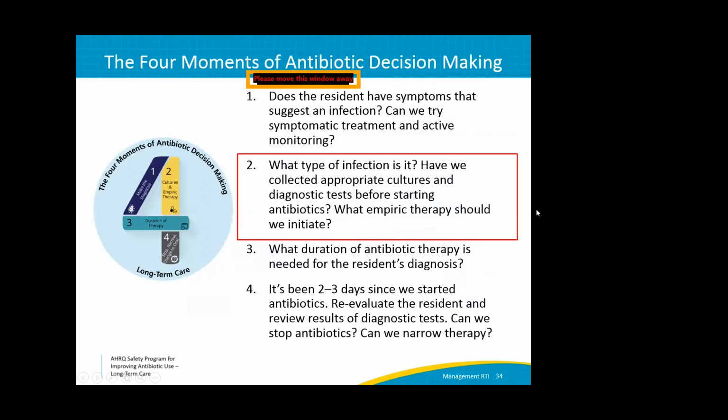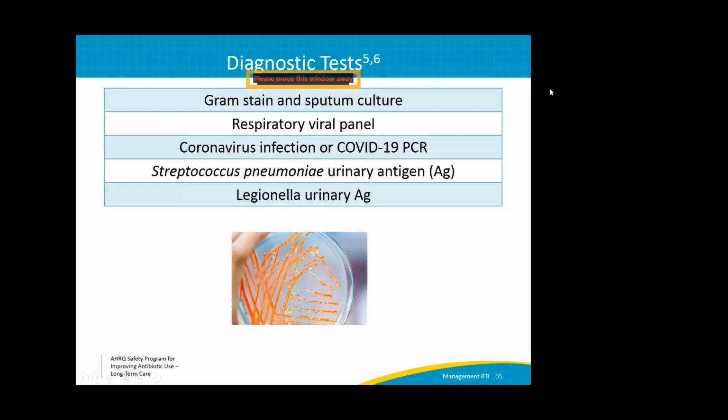So now that we've decided that she seems to have pneumonia, we need to think about what diagnostic test we should send to help us when we're determining the choice and duration of antibiotic therapy. And once we've gotten all our diagnostic testing done, we need to think about what antibiotics or other empiric therapy we should start. So some of the diagnostic tests you are likely going to want to send in a resident with suspected pneumonia are here on this slide.